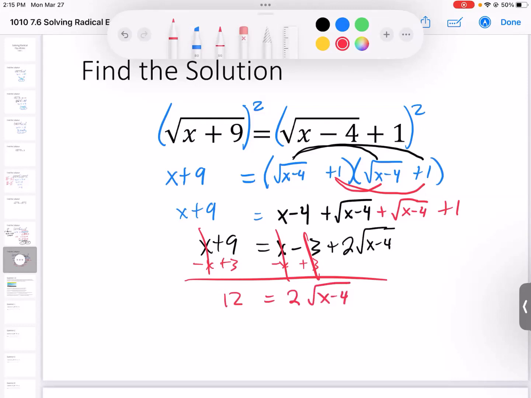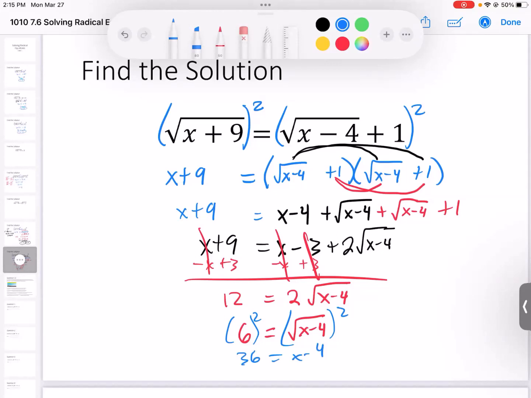Now from here, I want to square it to get rid of the square root, but first I should get the square root all the way by itself. So how would I do that? Yep, divide both sides by 2, which gives me 6 equals the square root of x minus 4. Then I'll square both sides to get rid of the square root, and I get 36 equals x minus 4.